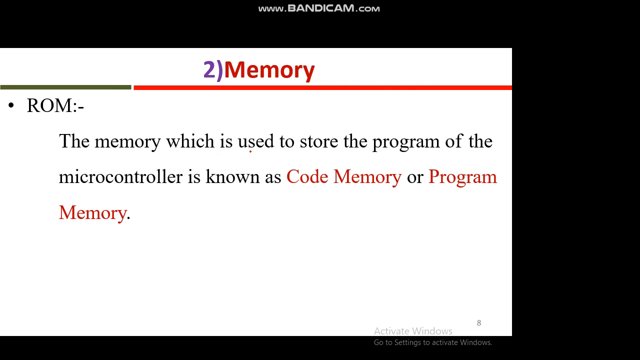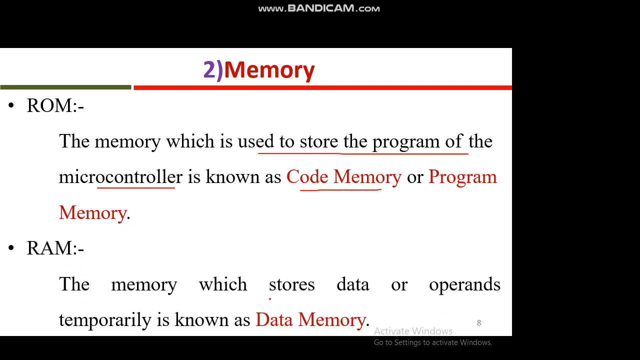The second block is memory. We know that ROM is memory which is used to store the program of the microcontroller. Therefore this memory is also called code memory or program memory. RAM is random access memory. This memory is used to store only data or operands temporarily. Therefore the RAM is also called data memory.